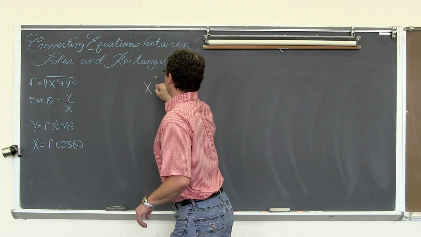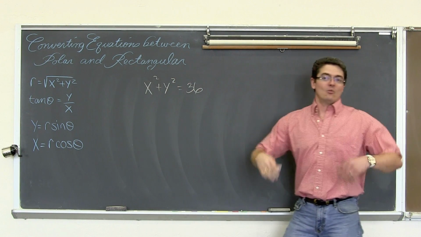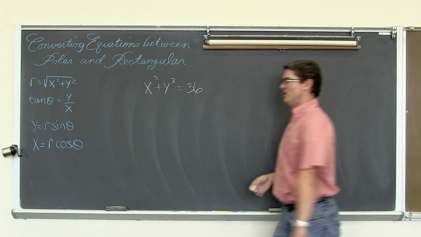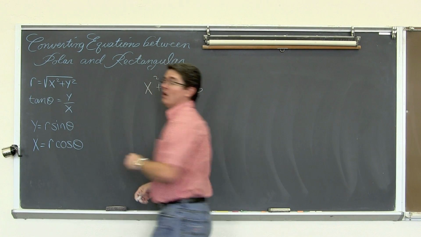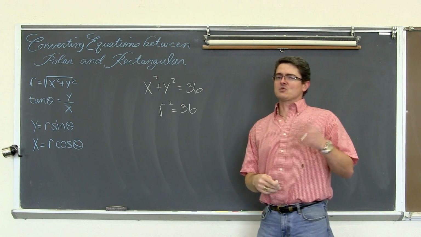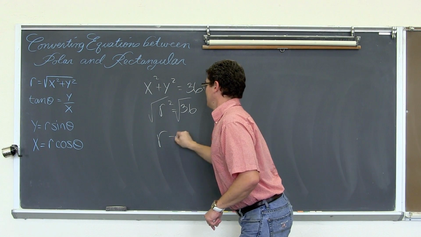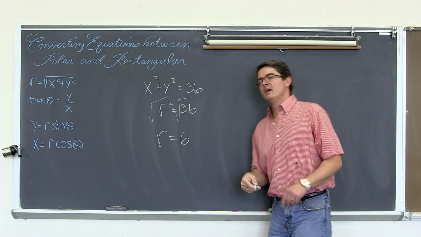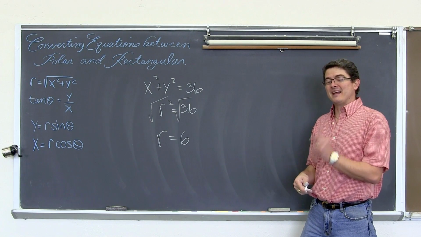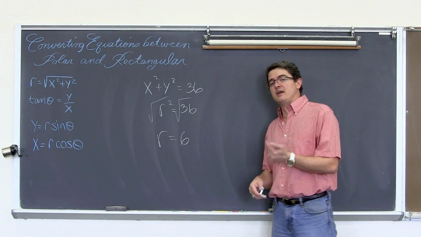x squared plus y squared equals 36. Well, what does x squared plus y squared equal? Last time I checked, r squared. And the square root of both sides will give you r equals 6. I introduced my own square root there, and when you introduce your own square root, you take the positive and the negative answer.